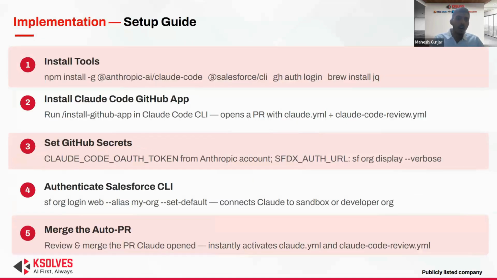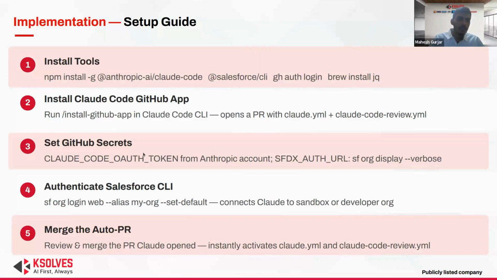Now let's see how quickly we can get this running. We can set up Claude with these 5 steps that can be done in under 30 minutes. The first step is you have to install 3 tools: Salesforce CLI, GitHub CLI, and Claude Code CLI. The second one is you have to install the Claude Code GitHub app, which you can install by running the install GitHub app command. And once the app is installed, you will get a PR with 2 files, Claude.yml and Claude Code Review.yml. The Claude.yml file is executed when we tag Claude on the PR, and the second, Claude Code Review, as the name suggests, is used to review your PR.